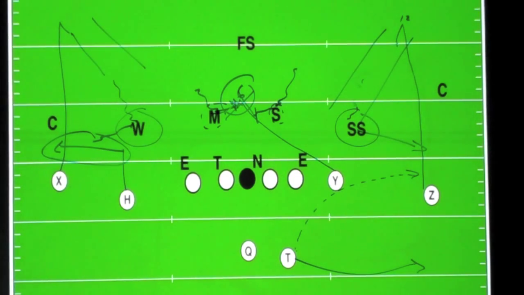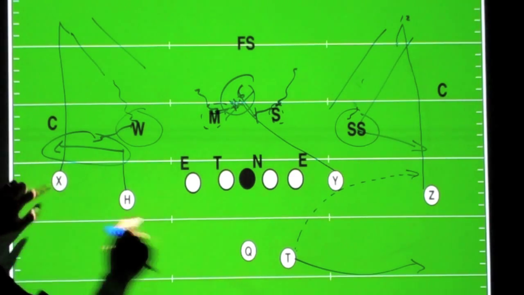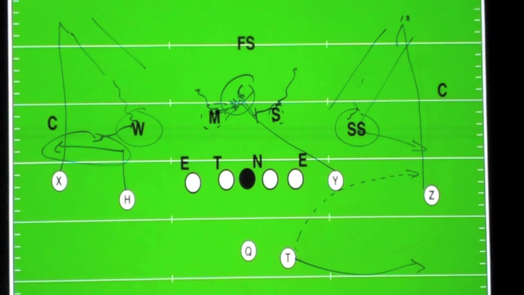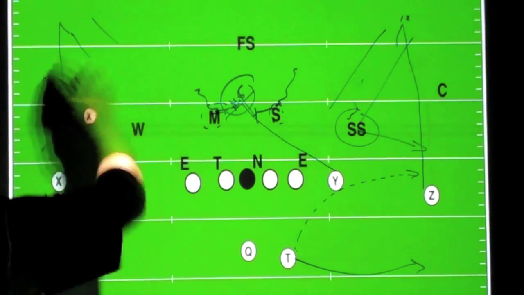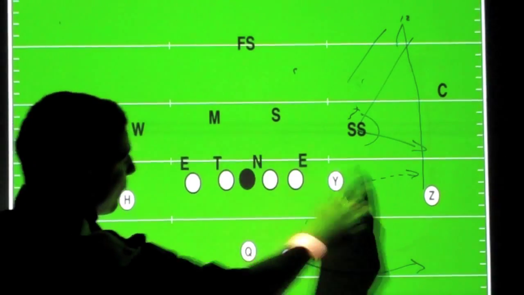Another key coaching point is here, and you don't quite see it on this diagram right here. You don't want to have super wide splits by your number ones. You want to have a nice, tight, condensed split. So that's the first way that we want to attack the 4-4.